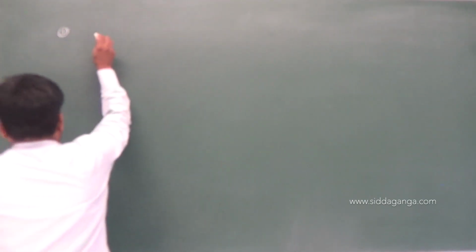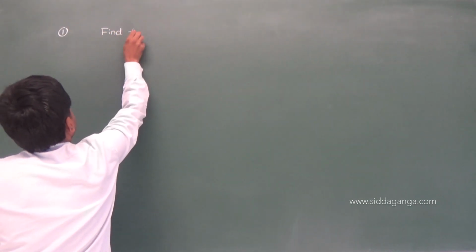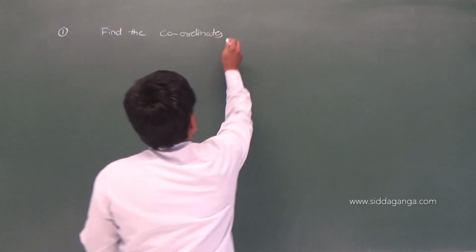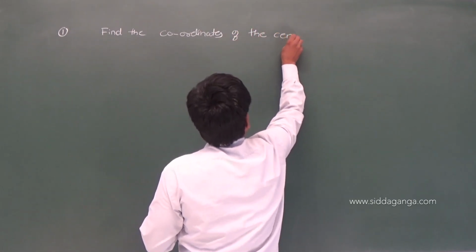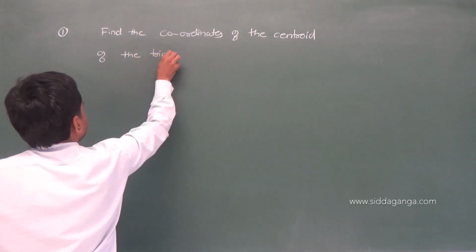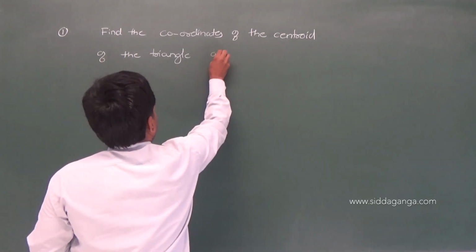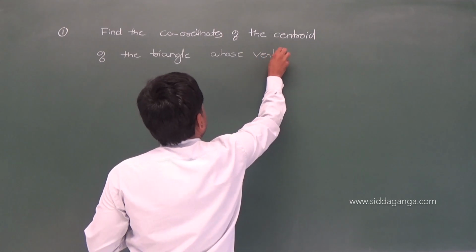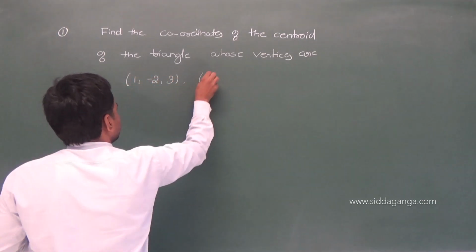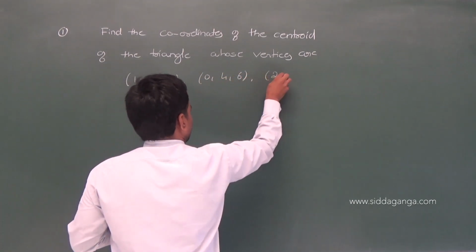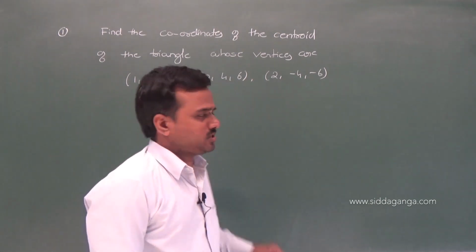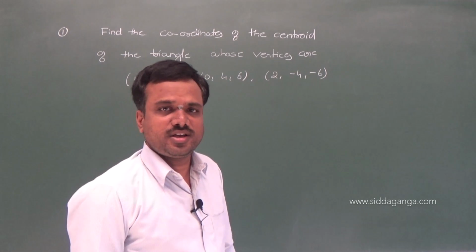First problem: find the coordinates of the centroid of the triangle whose vertices are 1, minus 2, 3; 0, 4, 6; and 2, minus 4, minus 6. Find the coordinates of the centroid.